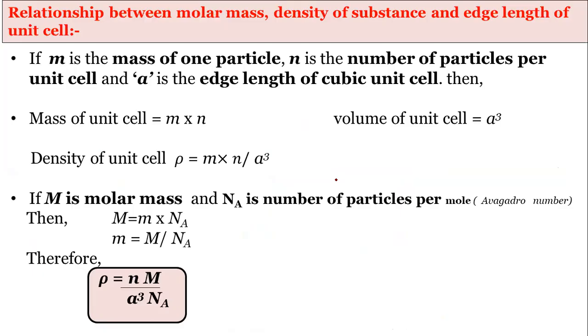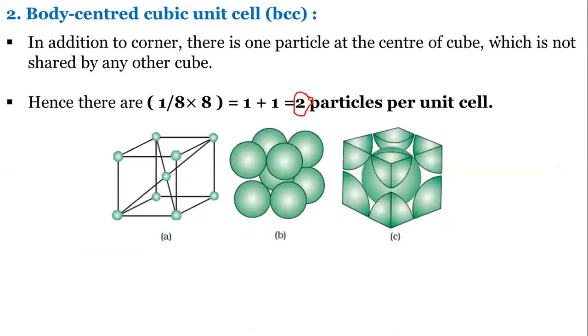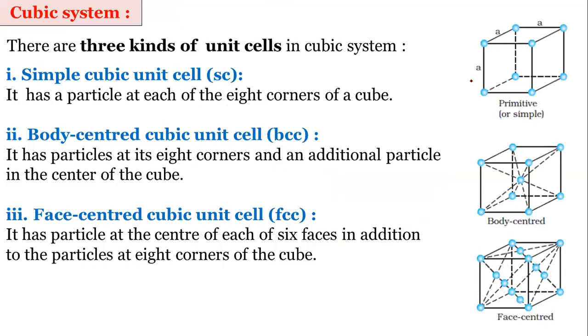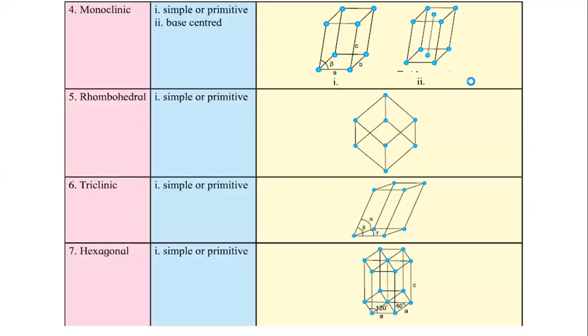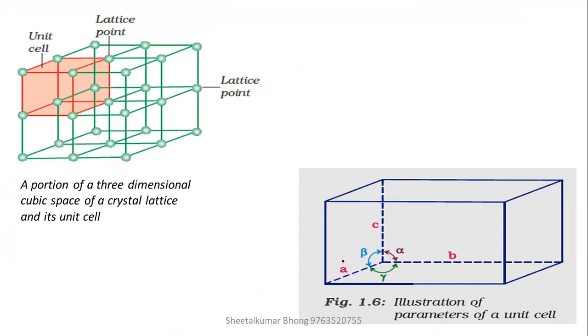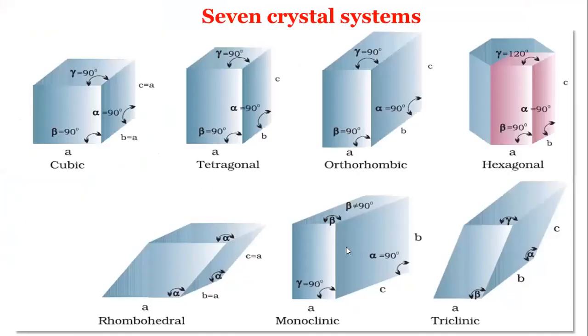Now, there is a relation between molar mass, density of a substance, and edge length of the unit cells. Now you are familiar with the edge length. See, once again, I'm explaining what is meant by edge length. Edge length, it is shown in unit cell. See, this is A. This A, B, and C, these are the edge lengths of the unit cells, and these alpha, beta, gamma, these are the angles.